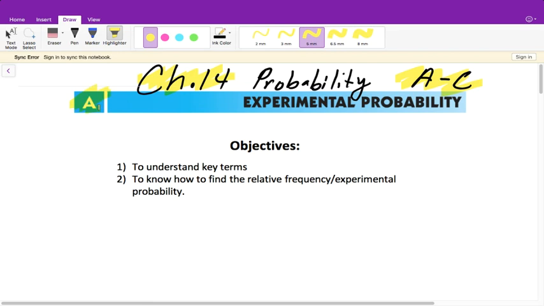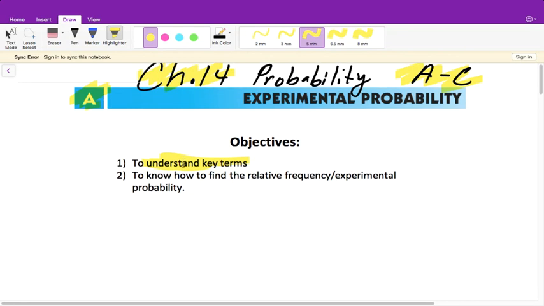We're going to go through section A first. The first objective is to understand the key terms. Any key term I go through with you, you need to understand. The next objective is to understand how to find the relative frequency, or the experimental probability. You need to be able to find it. So let's go through the key terms and then some examples.